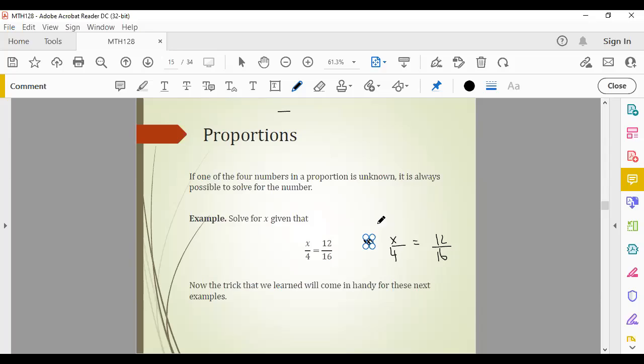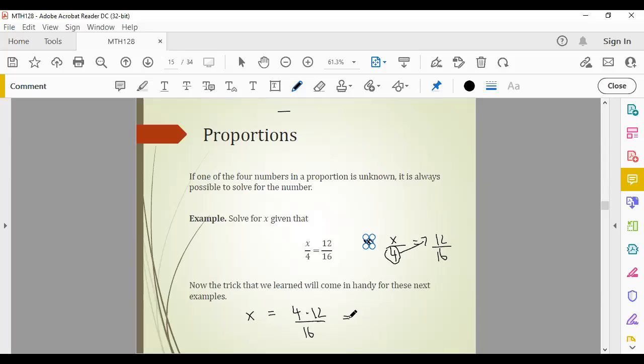So in this case, we want to get x by itself. So let's just take this 4 and move it over. And since it's on the bottom, you just move it over and switch it to the top and change it to multiplication. Remember, division changes to multiplication and vice versa. So what you get is x equals, so the 4 just joins the 12 at the top and becomes multiplication. And the 16 just sits there at the bottom.